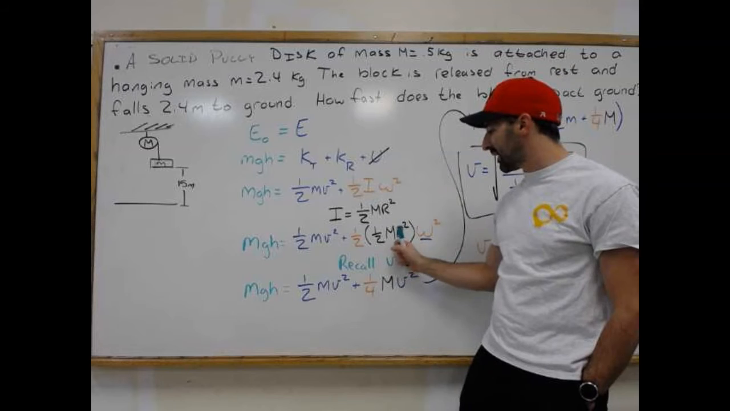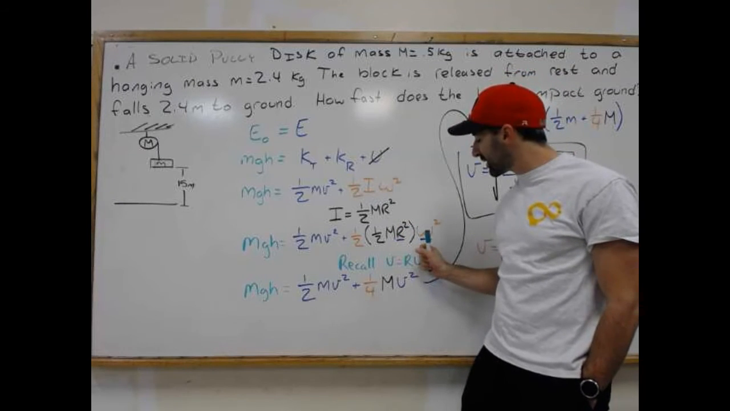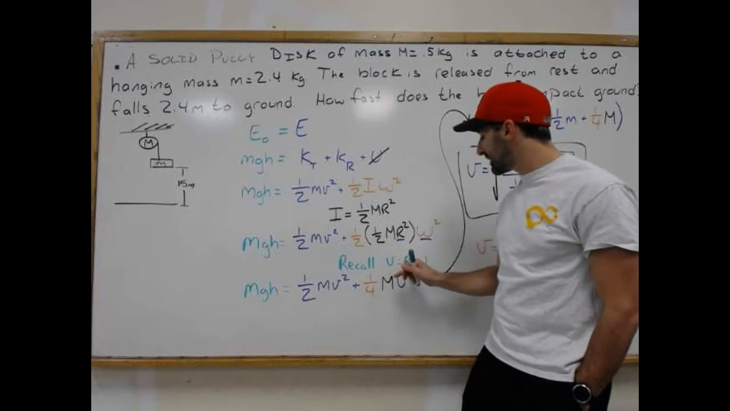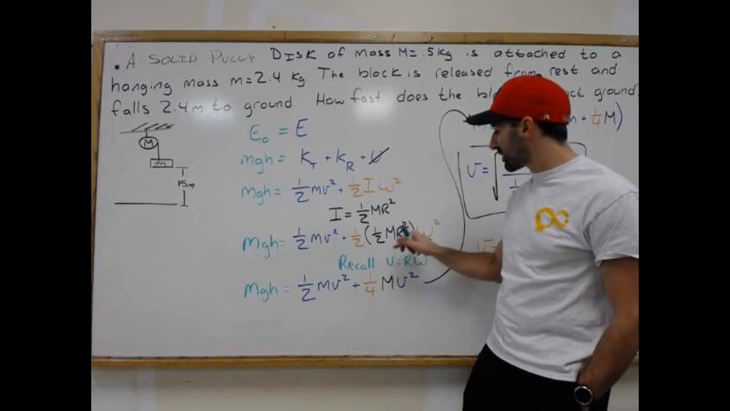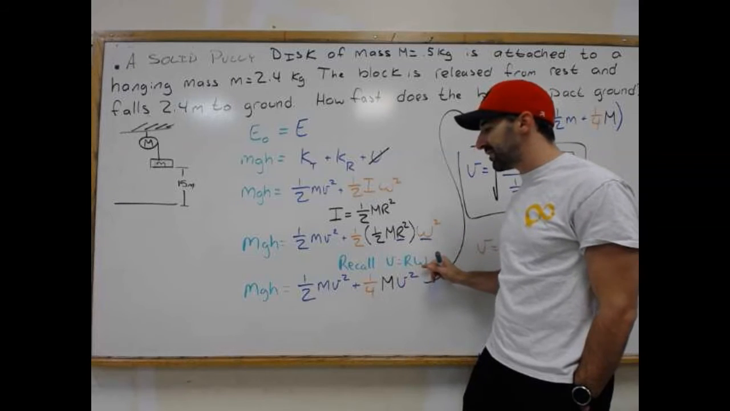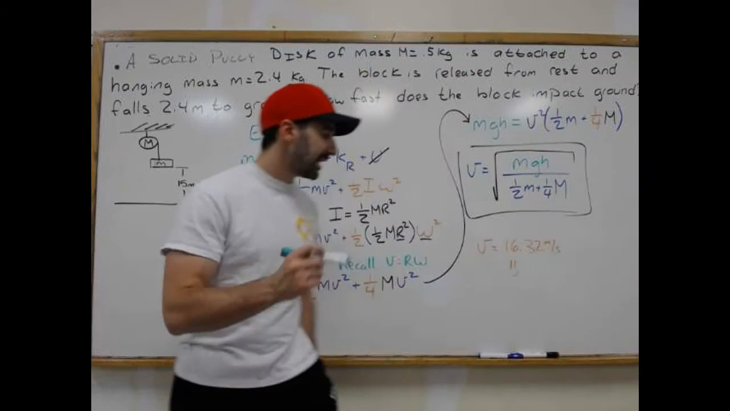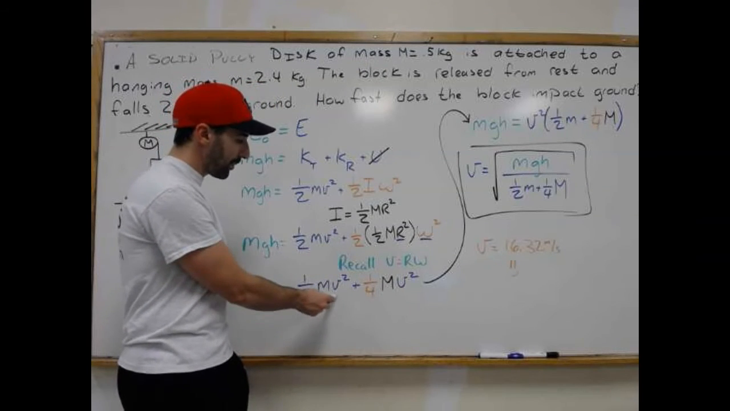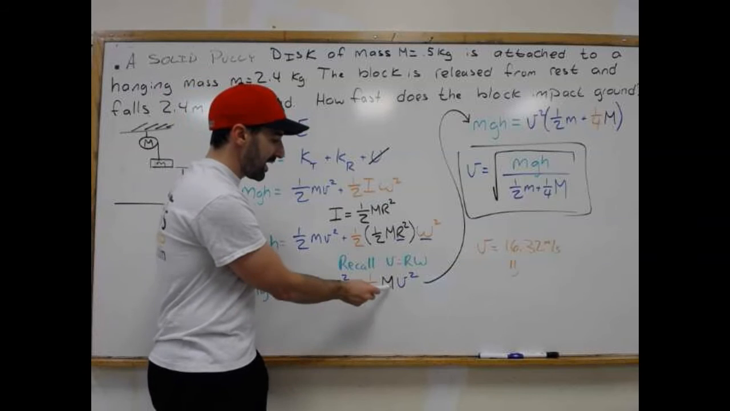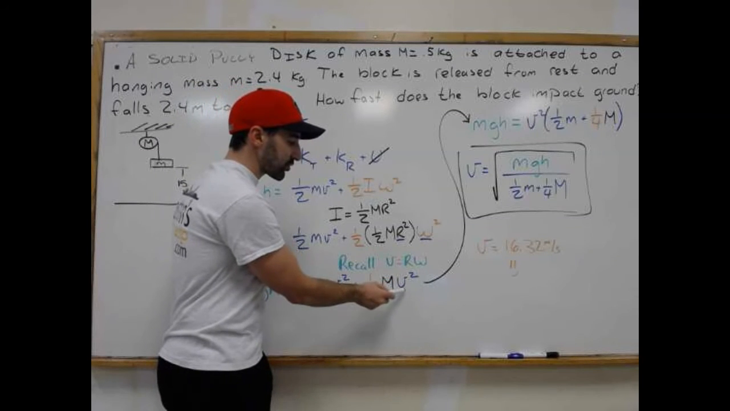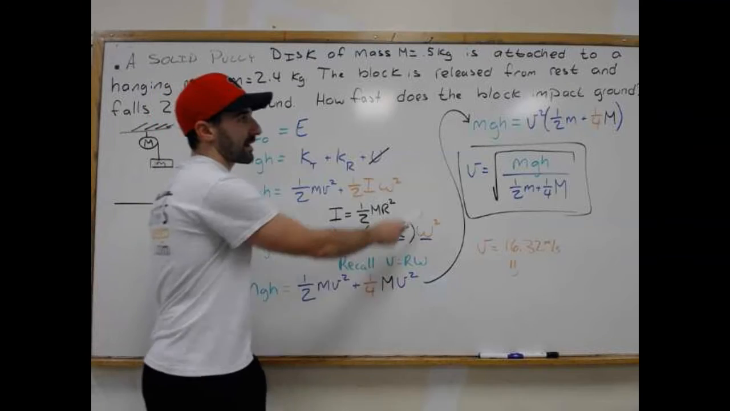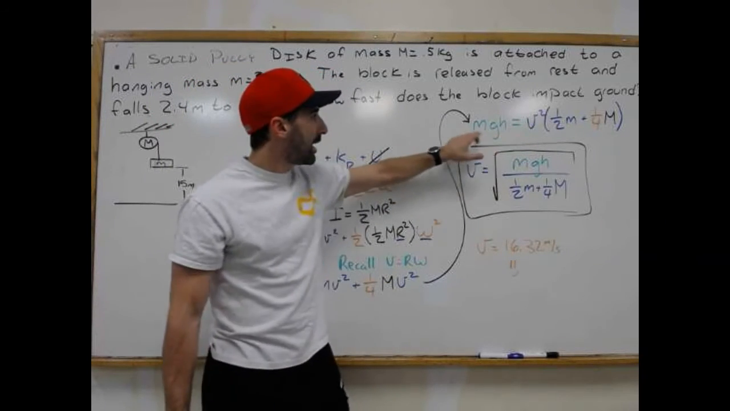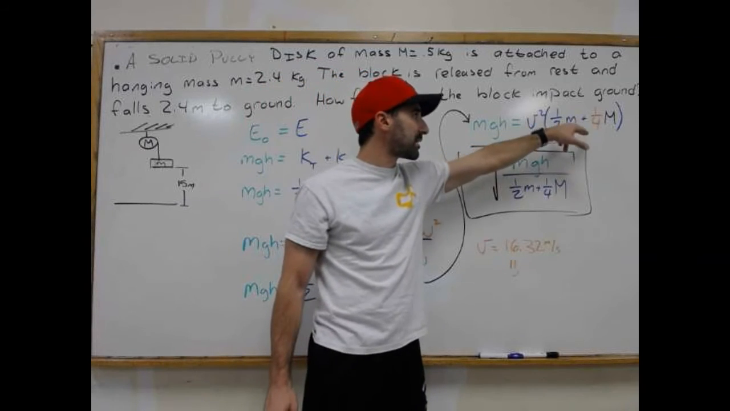Now, I underlined r squared and omega squared here. Hopefully you recognize why: translational velocity v is equal to r times omega, which means r squared times omega squared is just v squared. Now I'm cooking. I have mgh equals 1/2 mv squared plus 1/4, that's 1/2 times 1/2, M, that's my disk, times v squared, that translational velocity. I pulled my velocity term out: mgh is equal to v squared times (1/2 m plus 1/4 M).